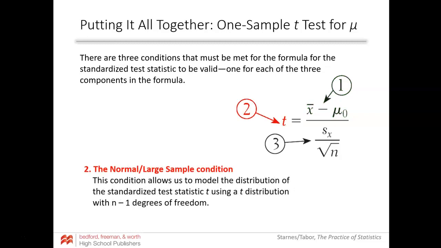The normal or large enough sample condition is what allows you to use the t-distribution. So you're going to use a t-distribution with n minus 1 degrees of freedom, assuming that your sample size is either large enough, so 30 or bigger, or possibly your original population was normally distributed, that works. Or if none of those apply, then you can draw me a little diagram, a little distribution of your sample data, and as long as you don't have some obvious skew and outliers, then you're good to go.